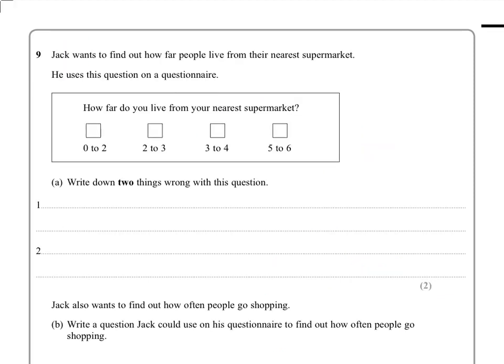Jack wants to find out how far people live from their nearest supermarket. He uses the question on a questionnaire. Not my favourite type of question, to be honest, but let's try and pick 2 things wrong with this question.